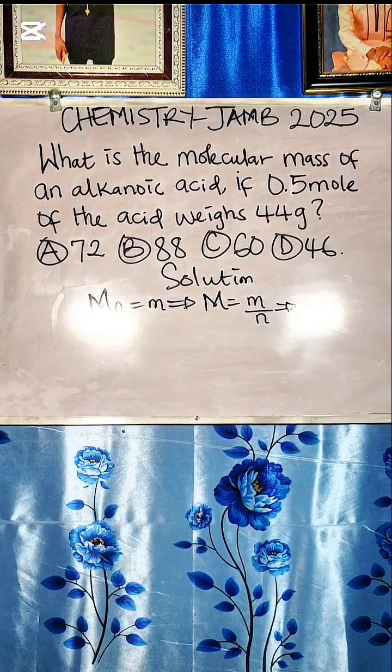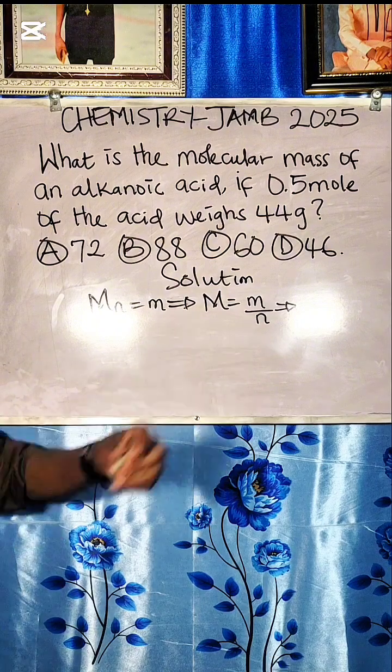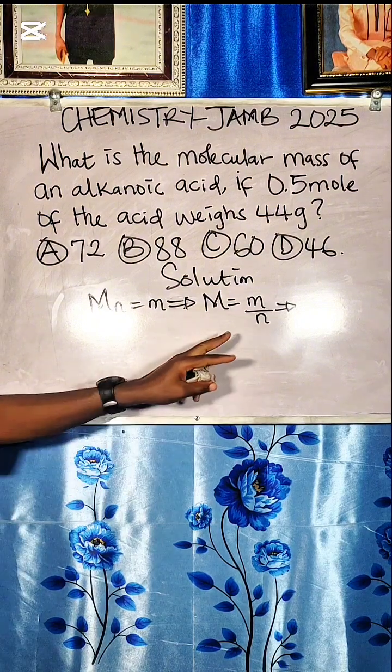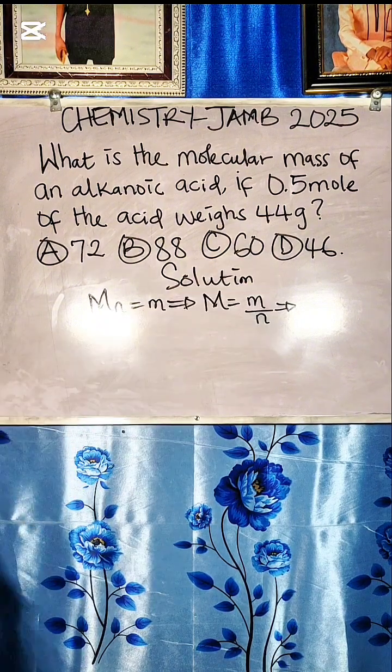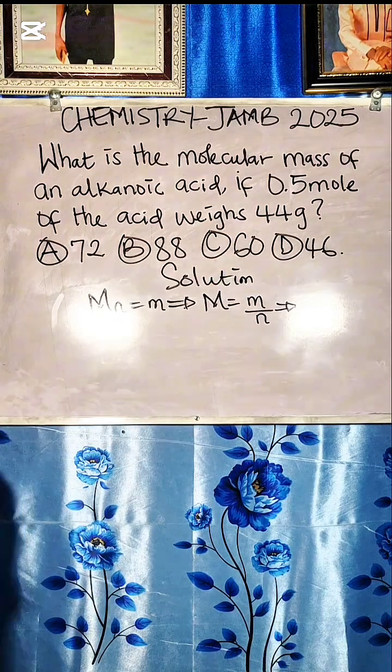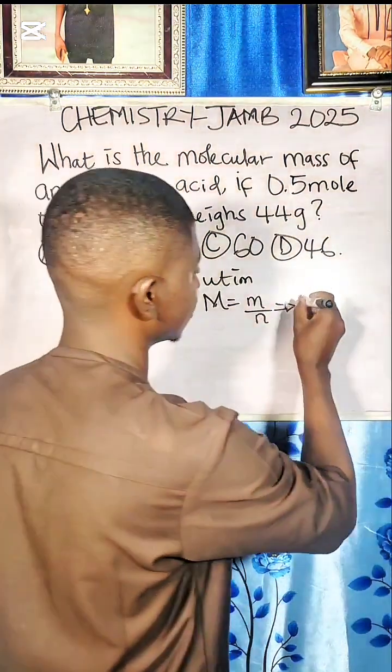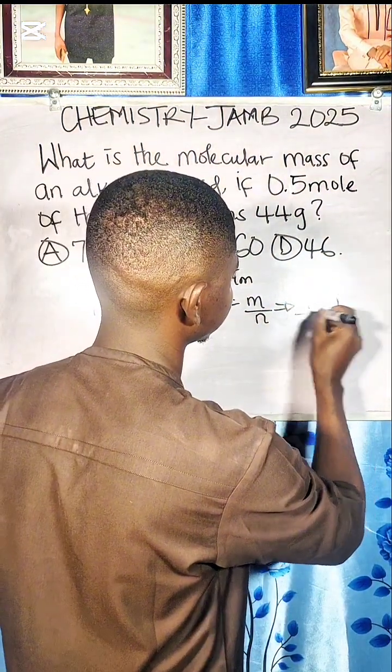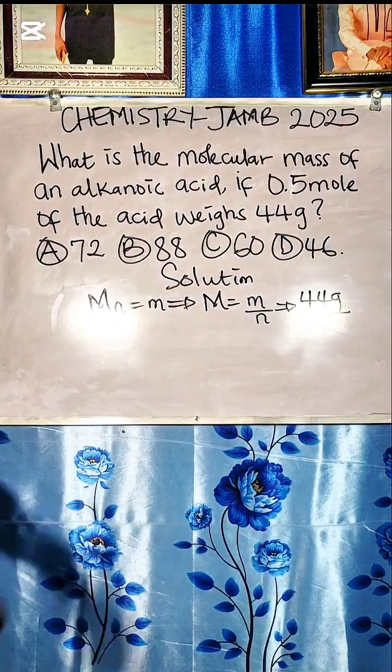Okay, so we have the molecular mass being equal to mass divided by number of moles. This is very simple. Already we have the value for mass, which is equal to 44 grams. And of course, number of moles is equal to 0.5 mole.